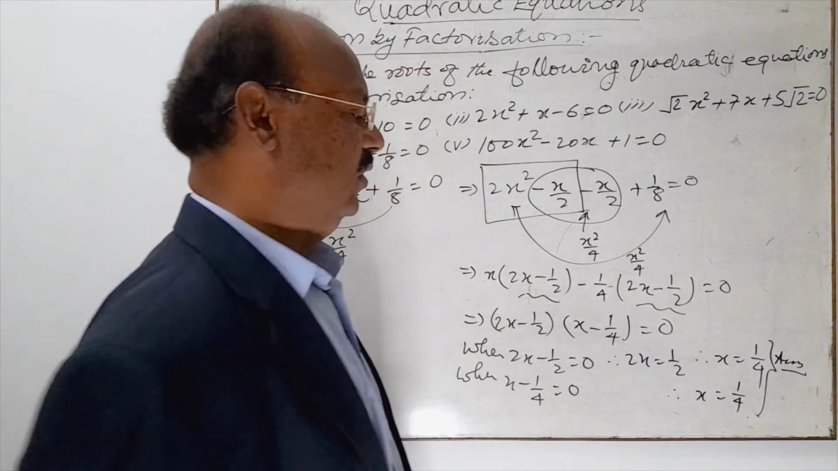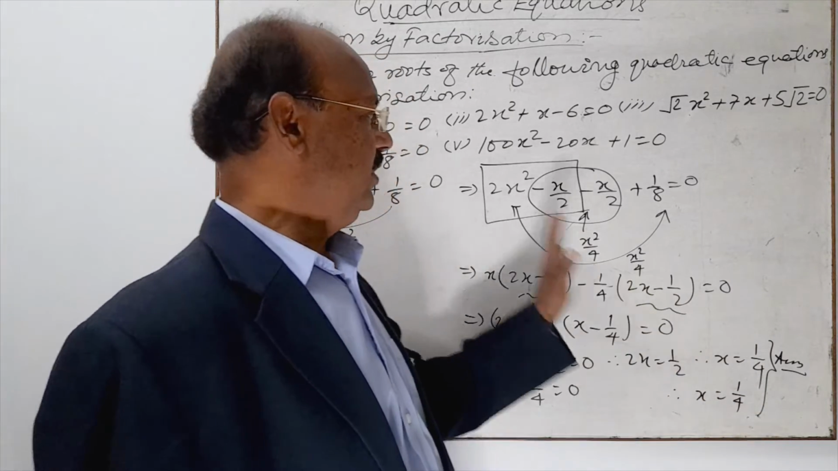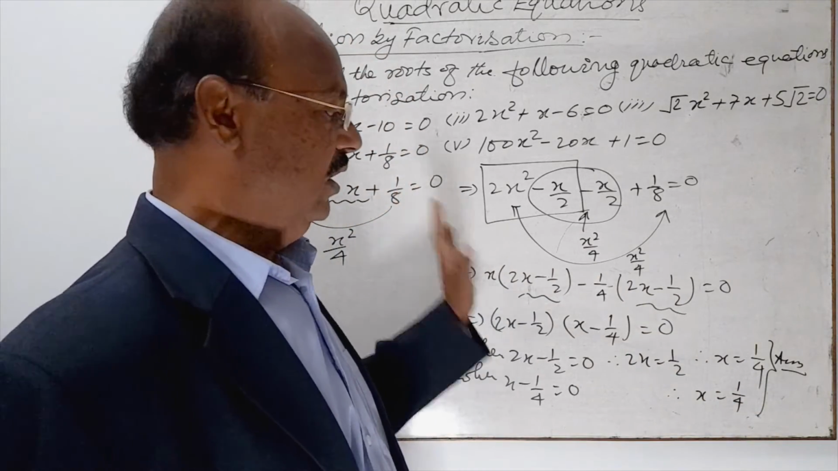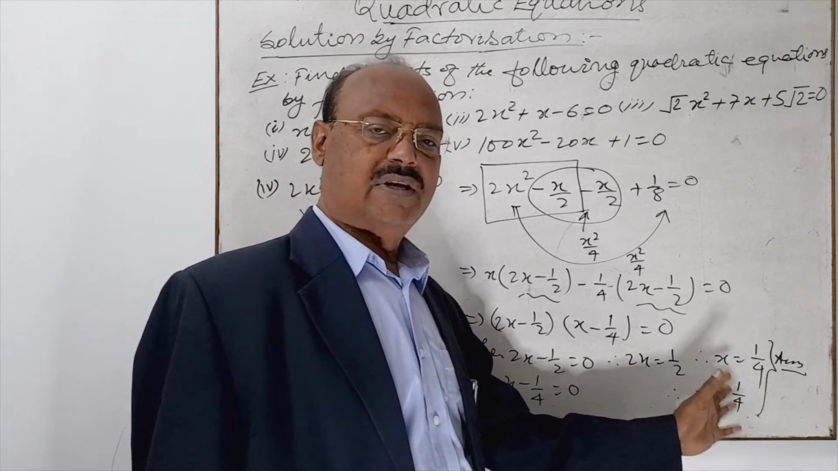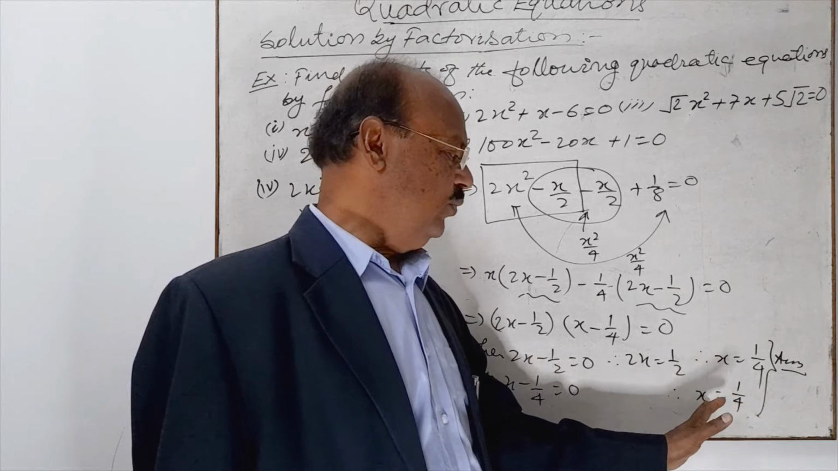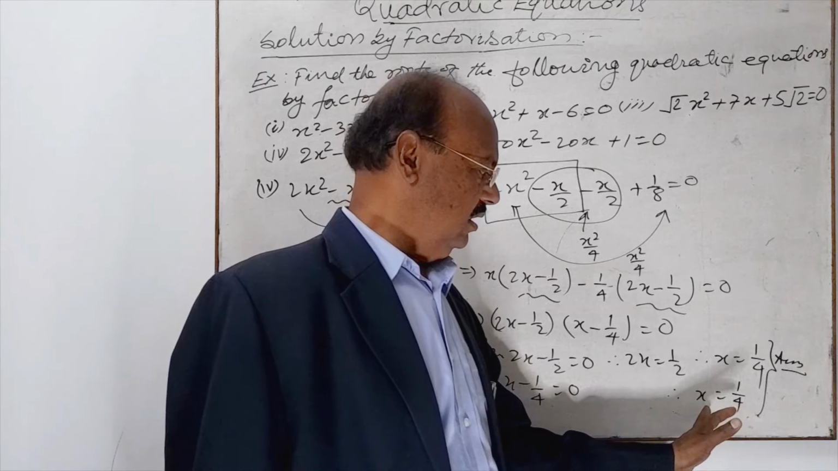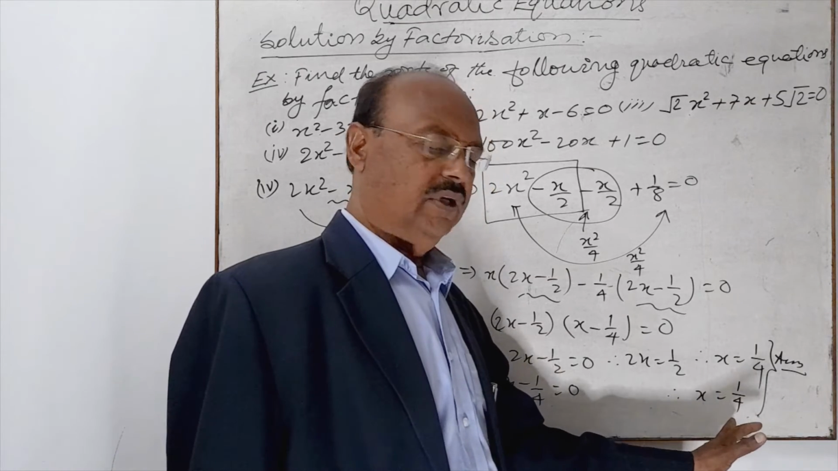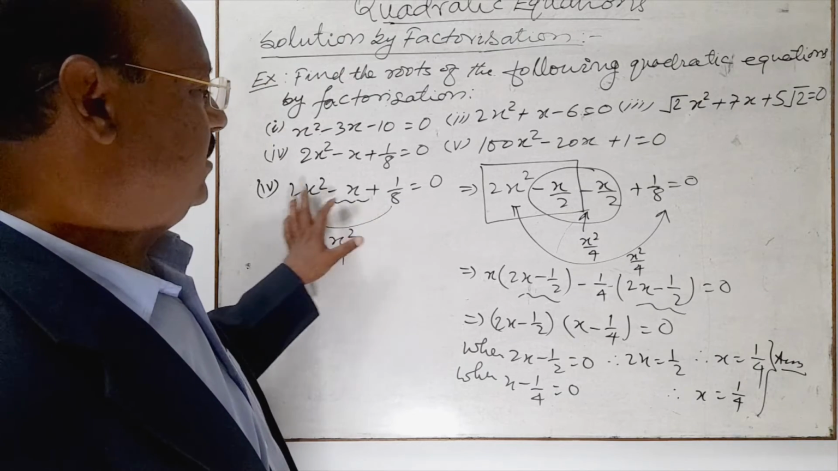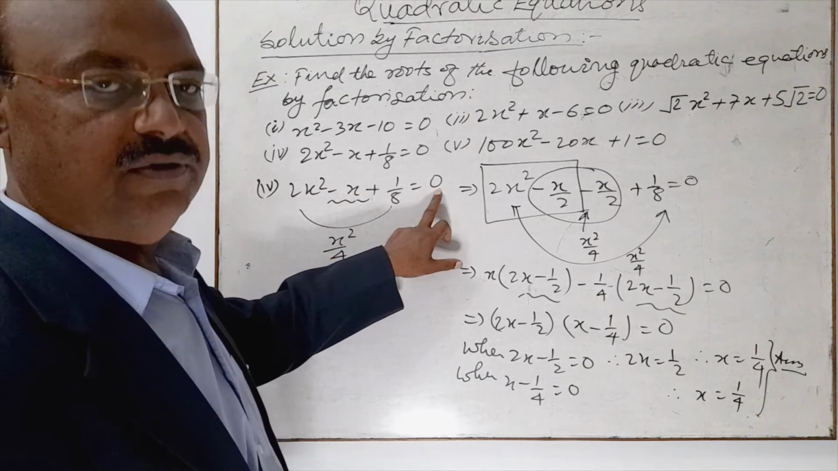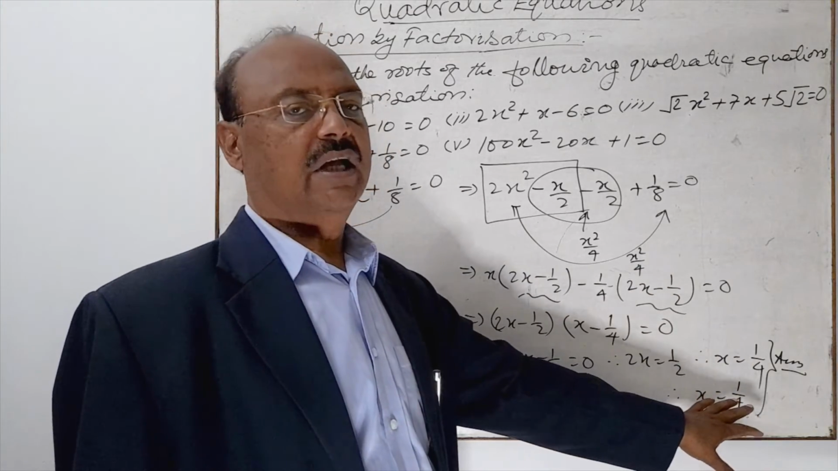This is the answer. So the value of x is here 1 by 4, which is the solution of the given quadratic equation. Correct? And you can check whether the solution which we have got is right or wrong. Whenever you put the value of x, which we get as x is equal to 1 by 4, in this given quadratic equation, after simplification, it should be equal to 0. So in this way, you can check that this solution is correct.